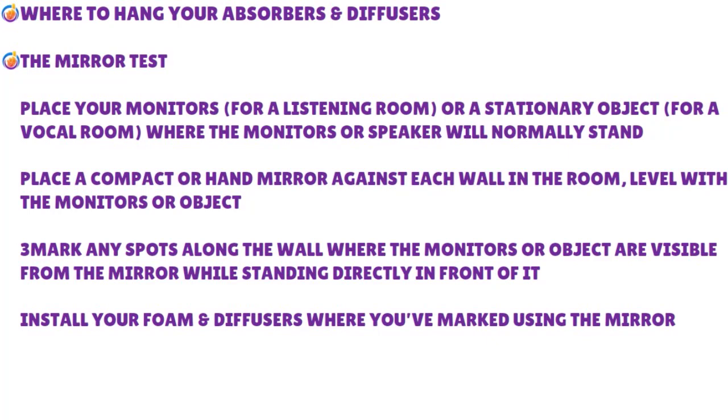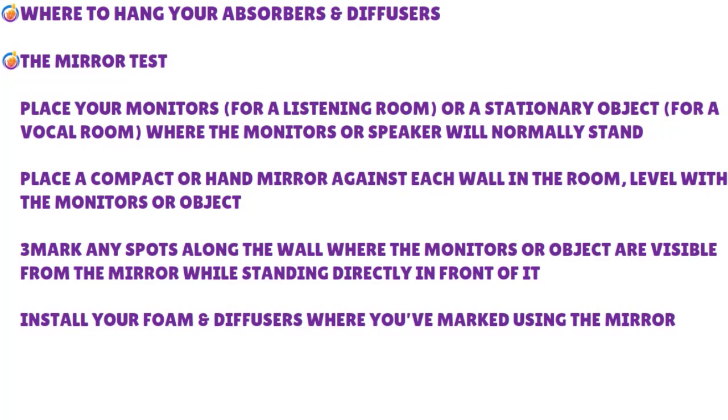Then you want to place a compact or hand mirror against each wall in the room, level with the monitors or object, and mark any spots along the wall where the monitors or object are visible from the mirror while standing directly in front of it, including the wall directly in front of and behind it, as well as the ceiling.